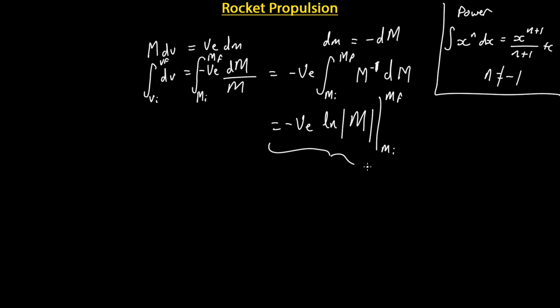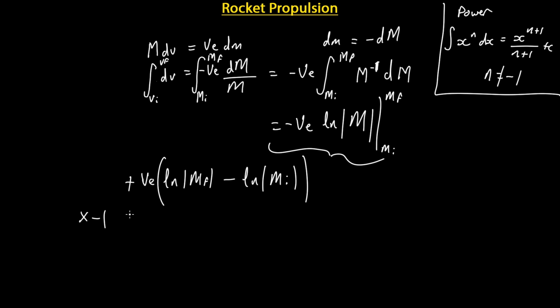So let's expand this out. We've got negative velocity of the exhaust multiplied by the natural logarithm of the final mass minus the natural logarithm of the initial mass. If we multiply through by -1, this becomes positive, that becomes negative, and that becomes positive. And we can write this out as the velocity of the exhaust is equal to the natural logarithm of the initial mass minus the natural logarithm of the final mass.